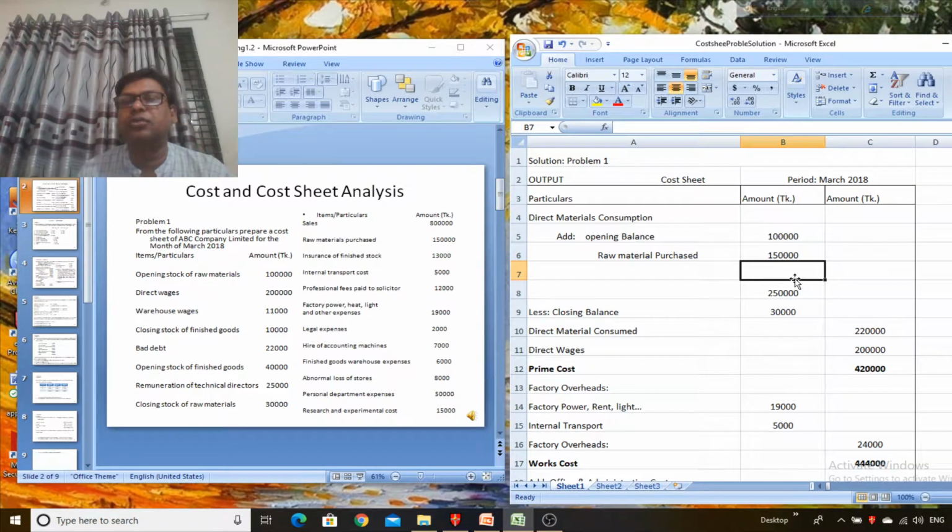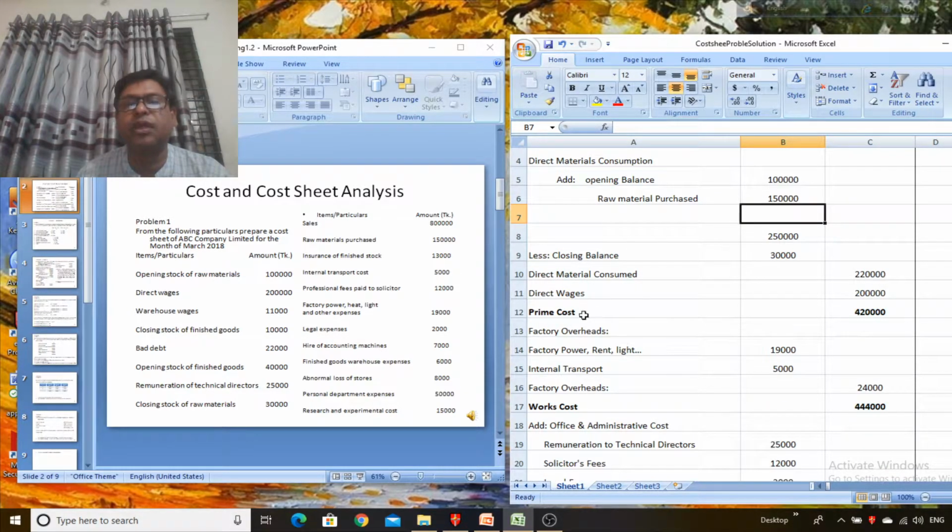Now we find that 2,50,000 taka is the direct raw material available. In this procedure we have to add the opening balance and raw material purchase, then less the closing balance. So the direct material consumed is 2,20,000 taka, and this will be added to the direct wages to find out the prime cost. So here the prime cost is 4,20,000 taka.